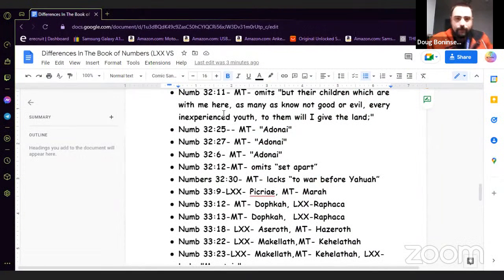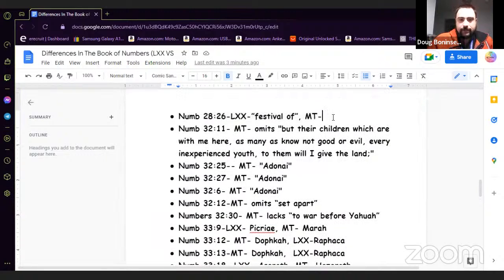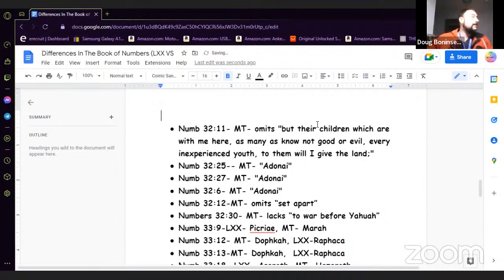That was a mistake of mine. Numbers 32 verse 11, the Masoretic text omits, "but their children which are with me here, as many as do not know good or evil." Man, are these rabbis like priests? They don't want people knowing that babies don't know good from evil? Like, what is with this? Second time this has happened in the book of Numbers. It's like, oh yeah, we got to baptize them as soon as they're born. What the gosh?